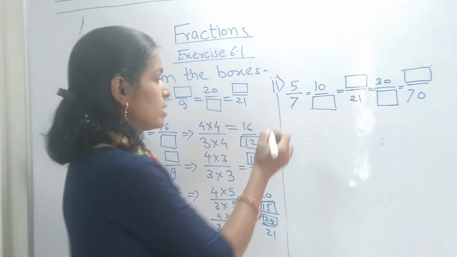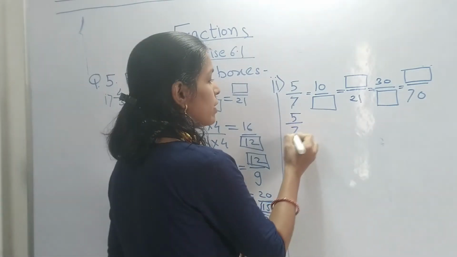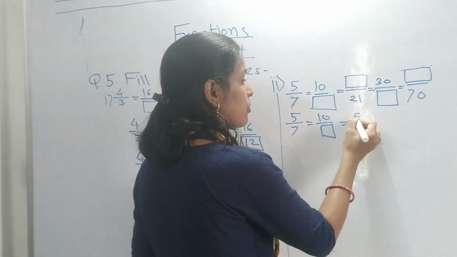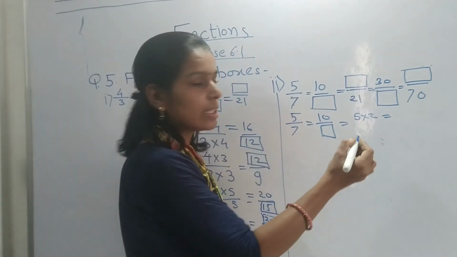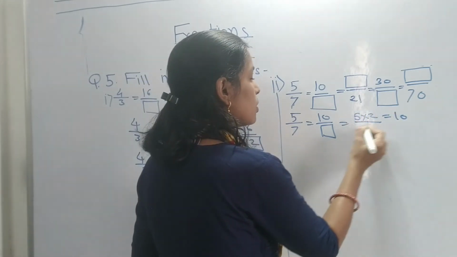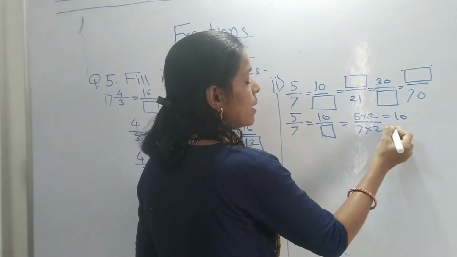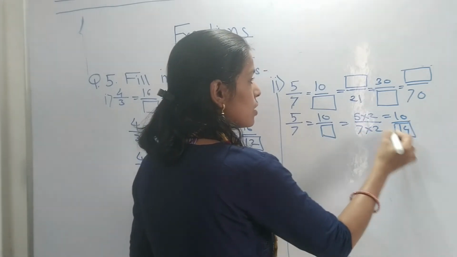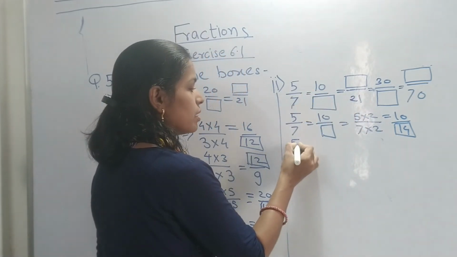5 by 7. Let's find the equivalent fractions of 5 by 7 with the numerator equal to 10. As we know that 5 2s are 10 is there. So therefore to the denominator also multiply by 2. 7 2s are 14. So this is the first equivalent fraction of 5 by 7.